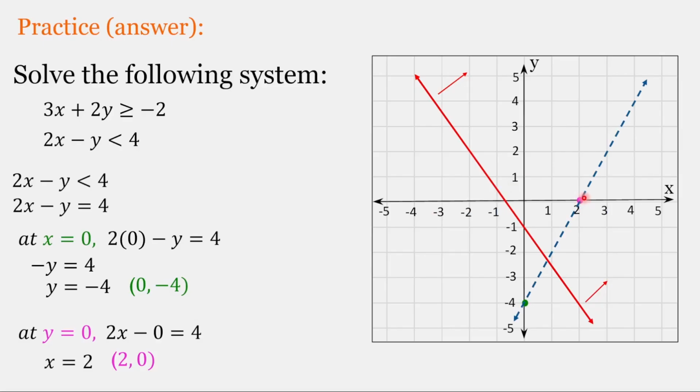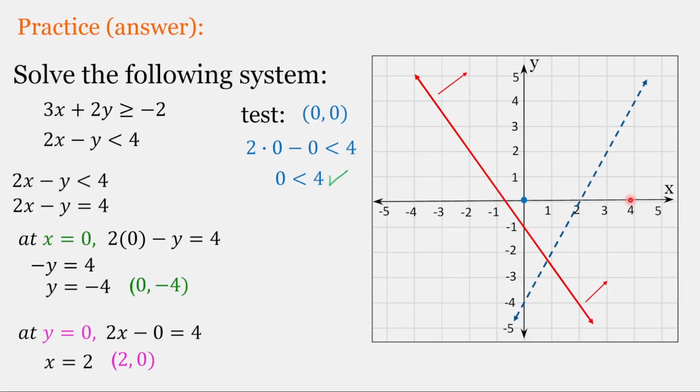Connecting these 2 points, we get our boundary line. In this case, the boundary line is dashed because we only have less than. So the boundary line itself is not included in the solution for this inequality. Now we need to determine which side of this boundary line to shade. Again, we'll start off by testing that origin, 0, 0. We end up with 0 less than 4. That is a true statement.